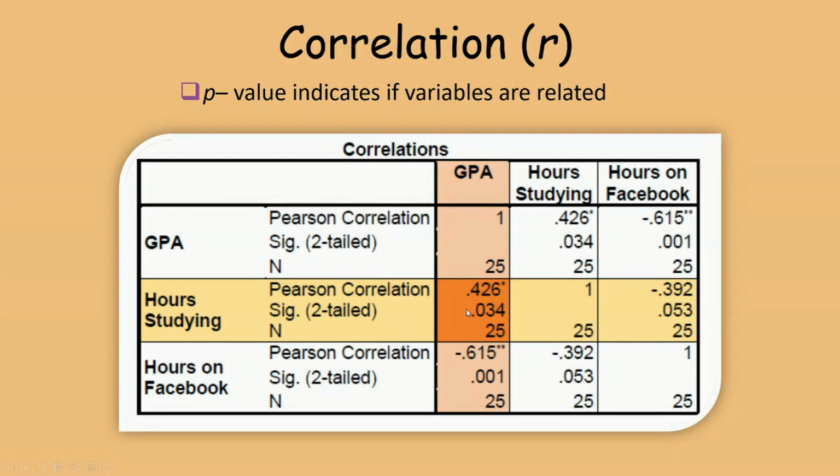And is it actually significant? Yes, because my significance, or my p-value, is below a 0.05 alpha level. So I have a significant, positive, moderate relationship between hours of studying and GPA. So let's break it down. If the GPA goes up, then the hours of studying go up. If hours of studying go up, the GPA goes up. So we're seeing a positive relationship. They're moving in the same direction.